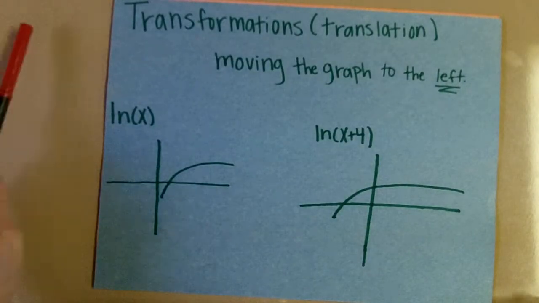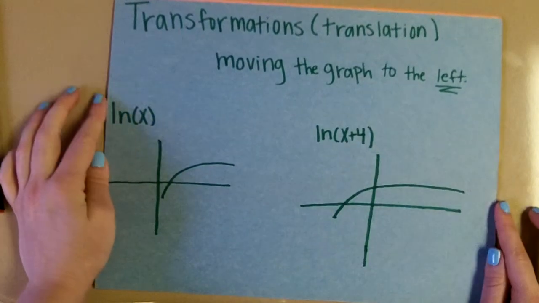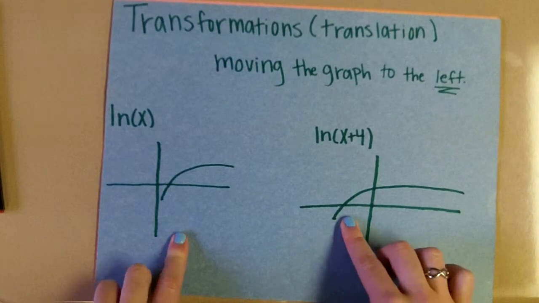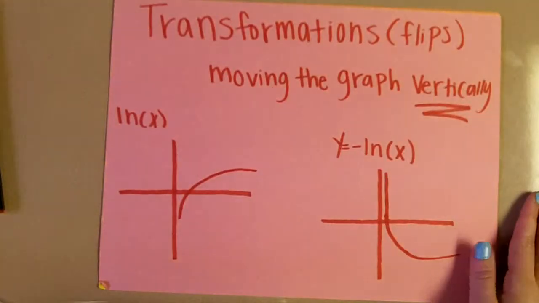If you want to move it to the left, you do the same thing, but like I said, you add 4 if you want to move to the left. So here's the regular graph, and then here's moved to the left. So as you can see, it really did move to the left.